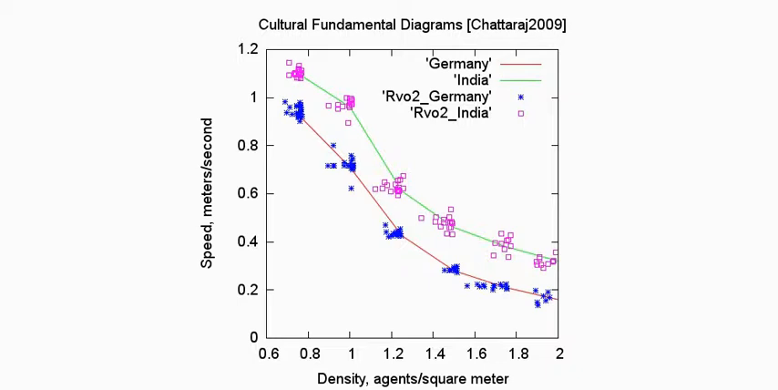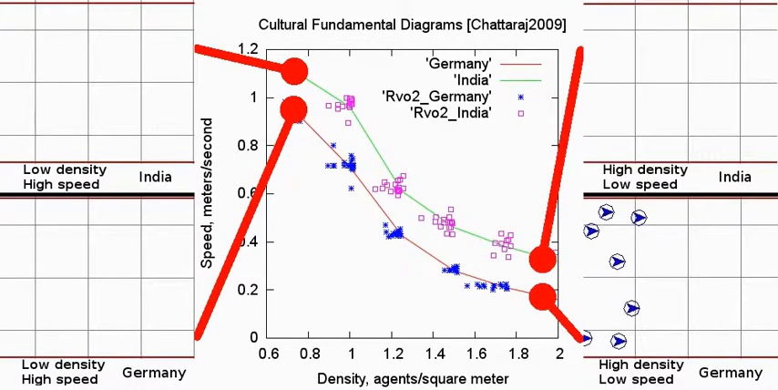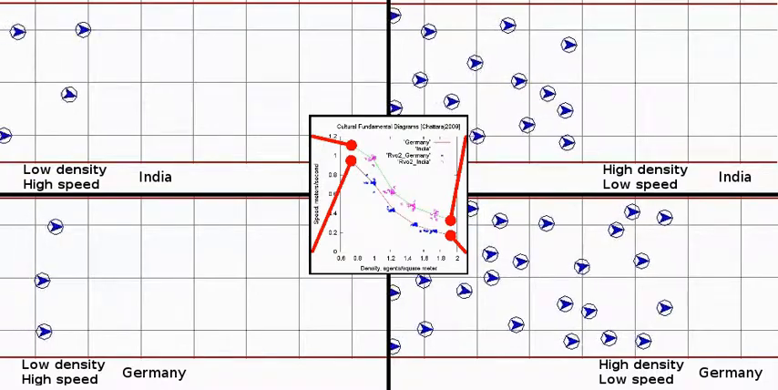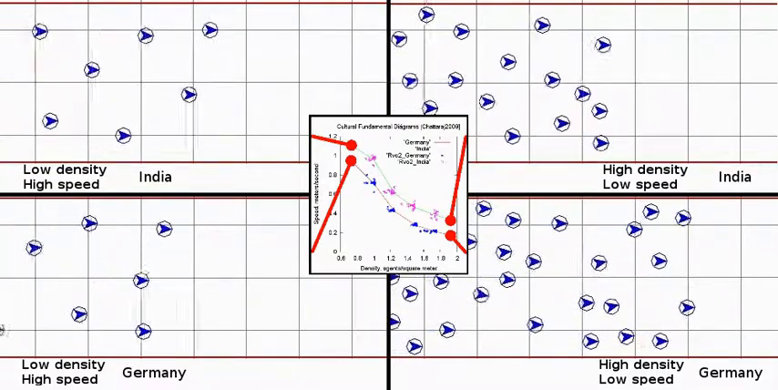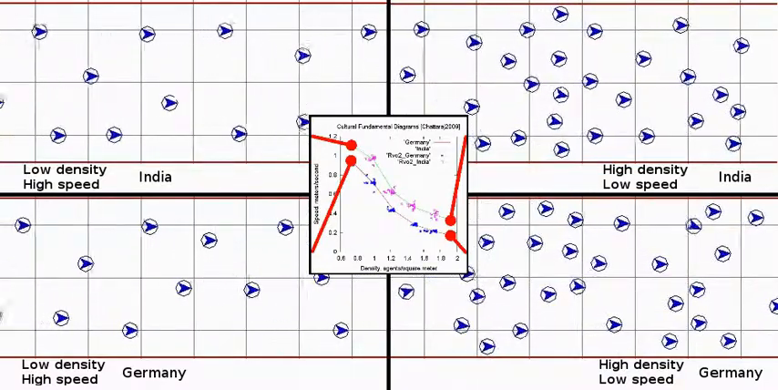The following video segment shows German and Indian behaviors for a low-density high-speed scenario as well as a high-density low-speed scenario. As you can see on the top two videos, for the same density, agents with an Indian behavior travel slightly faster than their German counterparts on the two bottom videos.